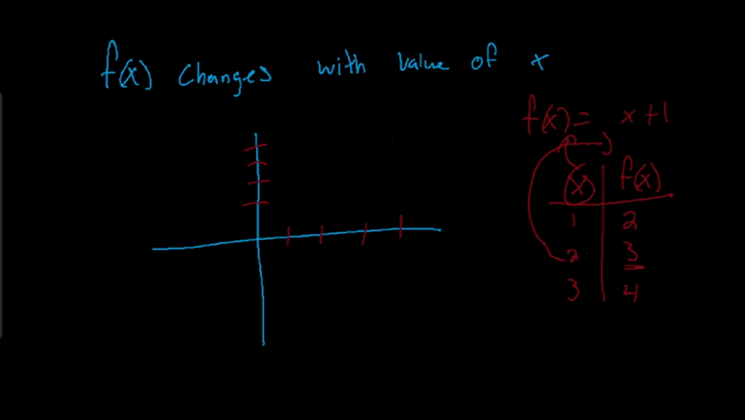When x is 1, f of x is 2. When x is 2, f of x is 3. And finally, when x is 3, f of x is 4. Function notation is vital to your understanding of algebra and advanced mathematics.